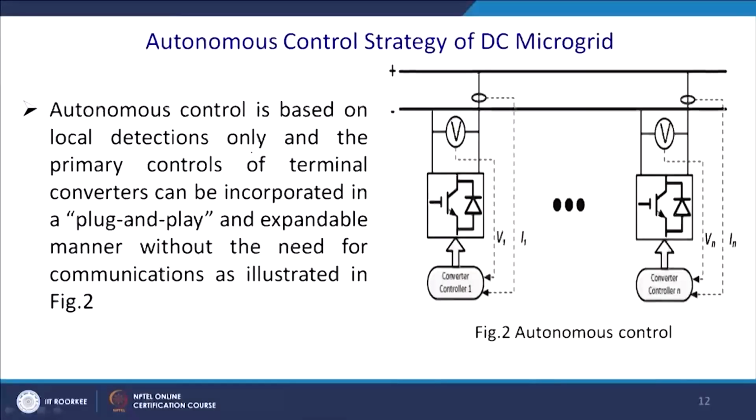So, autonomous control is based on local detections, and the primary control of the terminal converter can be incorporated in a plug and play manner. That is one of the user friendly features. You can add or disconnect any controller as you wish, in an expandable manner, without the need of communications, as illustrated in figure 2.